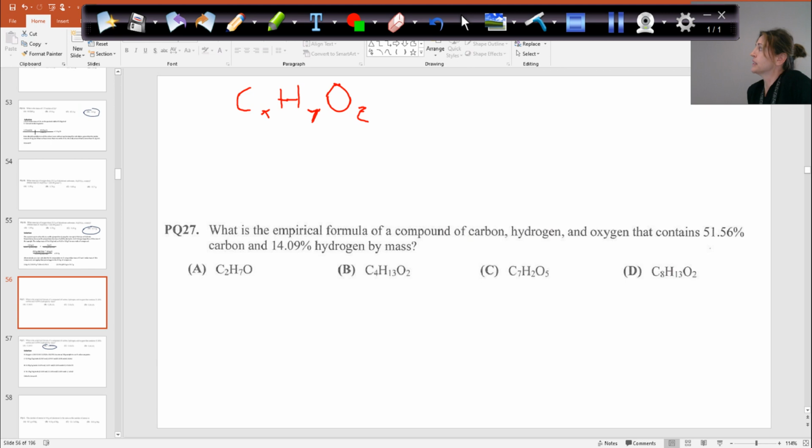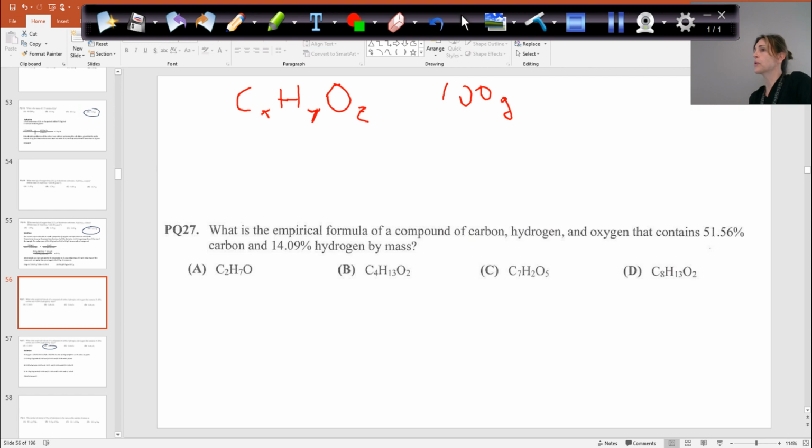So what I tell my students is the first thing you do: how do you find moles? You find the moles from grams, right? Mass divided by the molar mass. That's how you find moles. So what we need to do is convert those percentages into gram values. And the easiest way of doing that is assuming a 100 gram sample. If you have 100 grams of this compound, it's easy to apply these percentages directly, right?